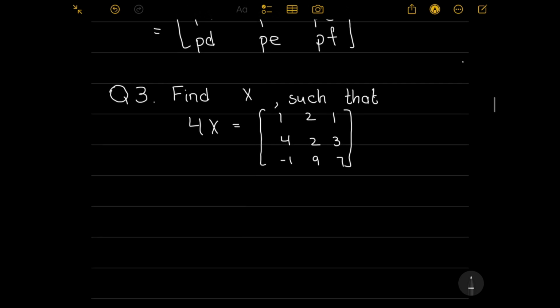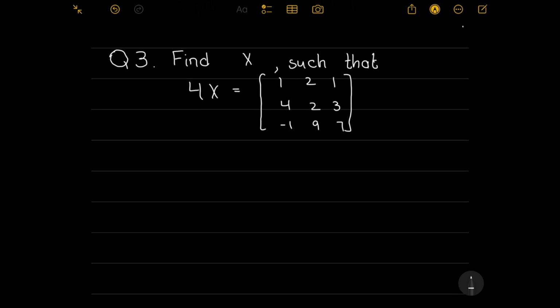And let's move on to question number 3. Question number 3 is find x such that 4x is this matrix. So we are given a matrix which is 4x. So it means it's 4 times x. We need to find the value of x here. So what we need to do here is easy, we're going to remove this 4. We know that 4 here is multiplying with x, so we're going to divide by this 4 to cancel it out.